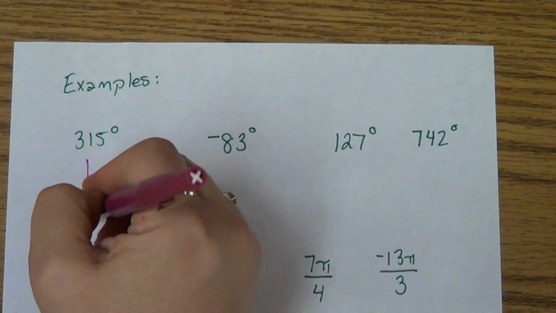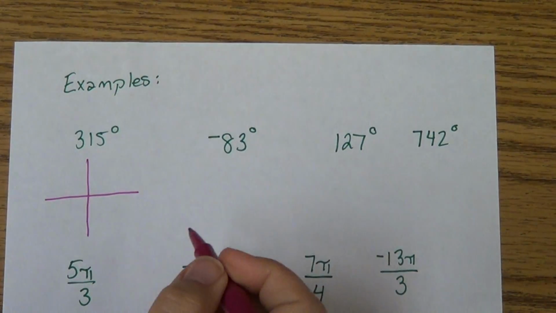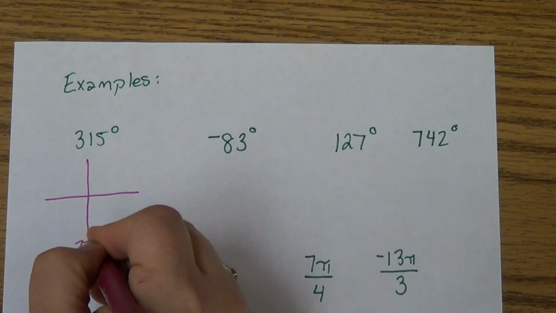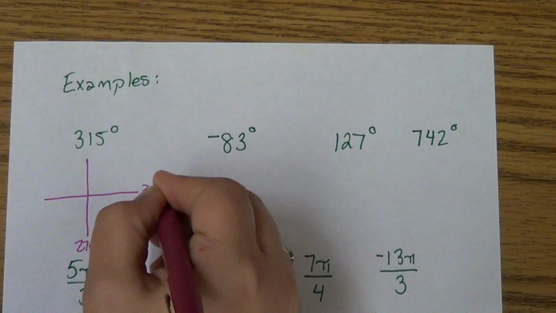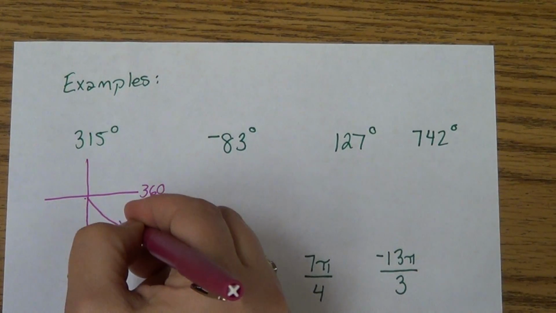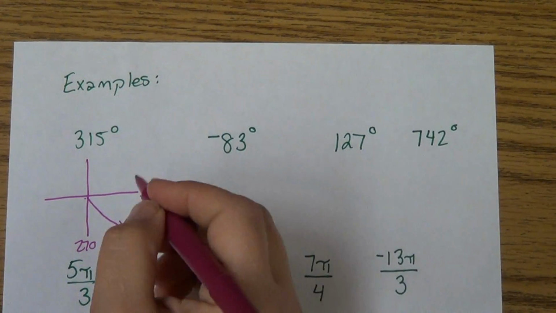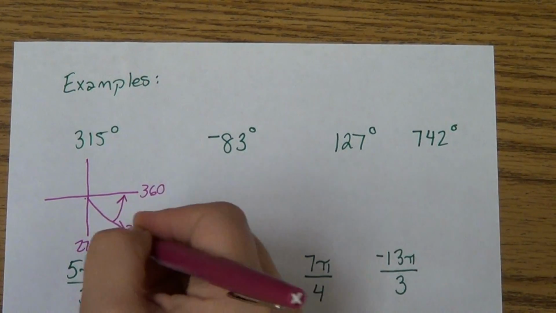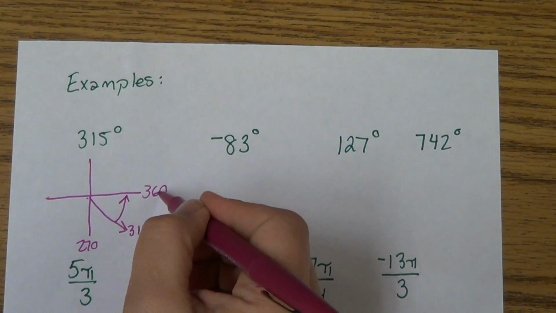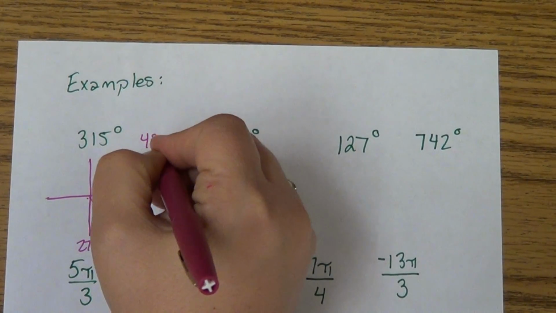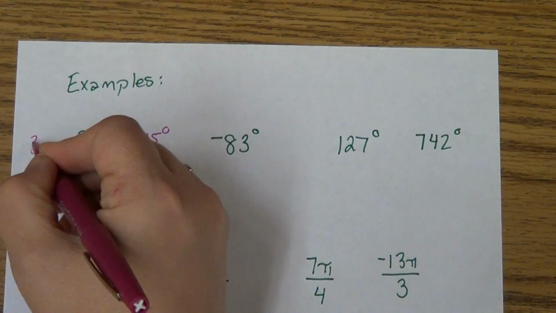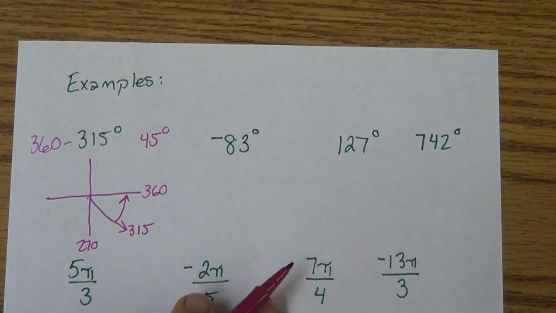Until you get the hang of this, it might really help you to draw the pictures. 315 degrees. All right, here's 270, here's 360, 315 is going to be down here somewhere. So if I want an acute angle, that's this one. This is the faster way to get to the x-axis. So from 315 to 360 is 45 degrees. If I can't do that in my head, I'm doing 360 minus 315. That's 45.